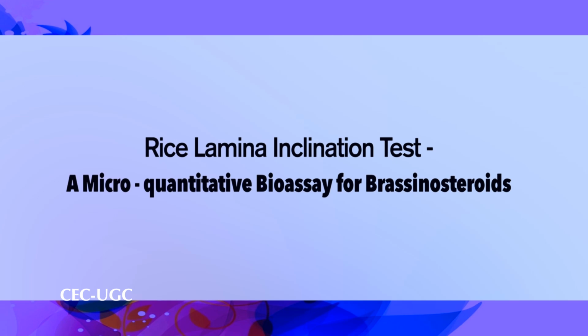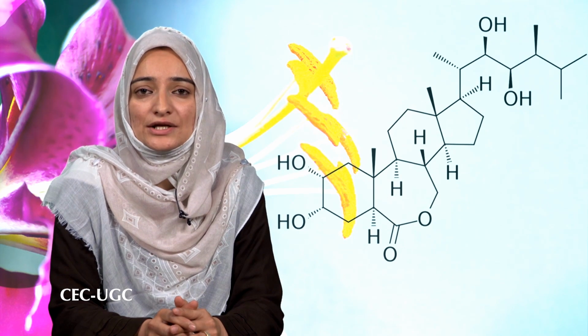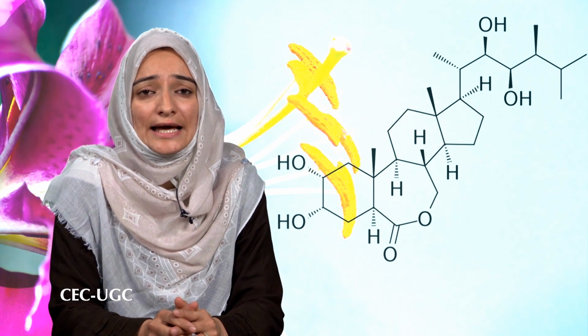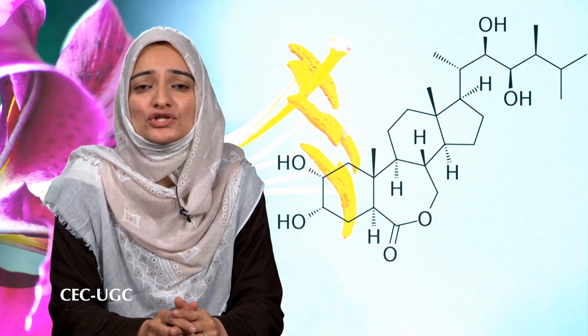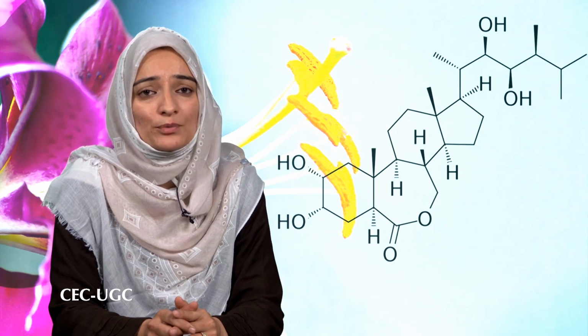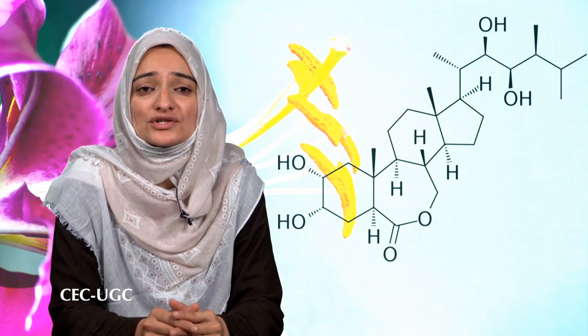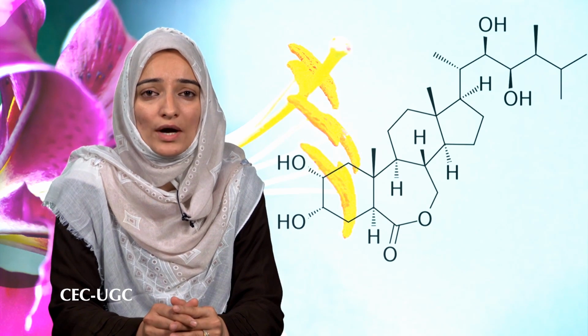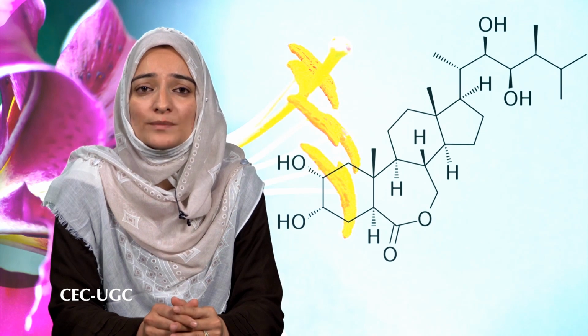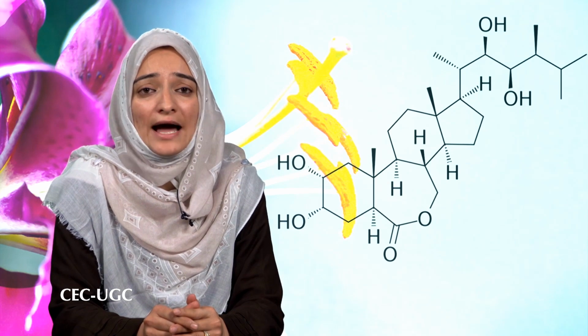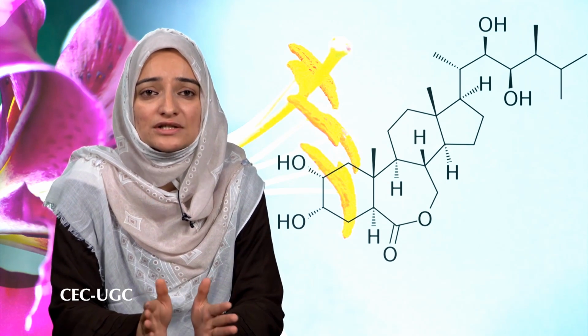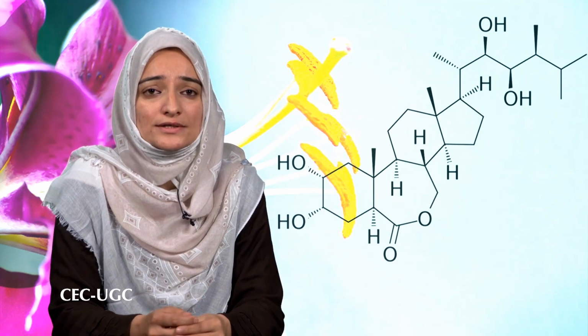Now, the second, that is the rice lamina inclination test, a micro-quantitative bioassay for brassinosteroids. The rice leaf lamina inclination assay, which is used extensively for the identification of brassinosteroids during a purification protocol and determining the potency of natural and synthetic brassinosteroids, utilizes the bending of the lamina or blade of rice leaves away from the sheath when exposed to brassinosteroids.